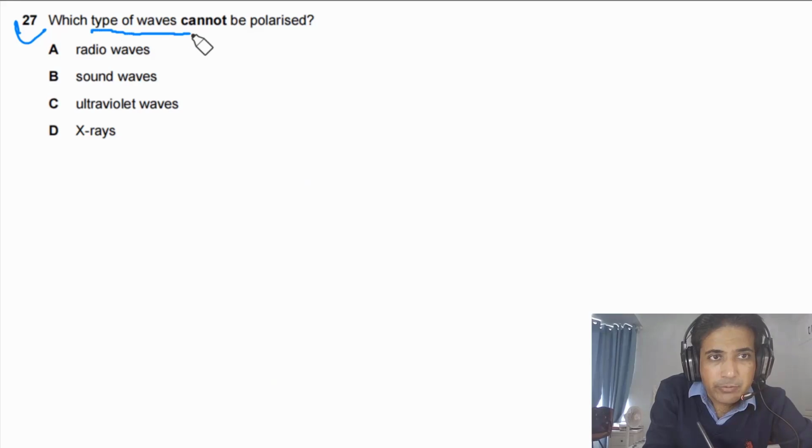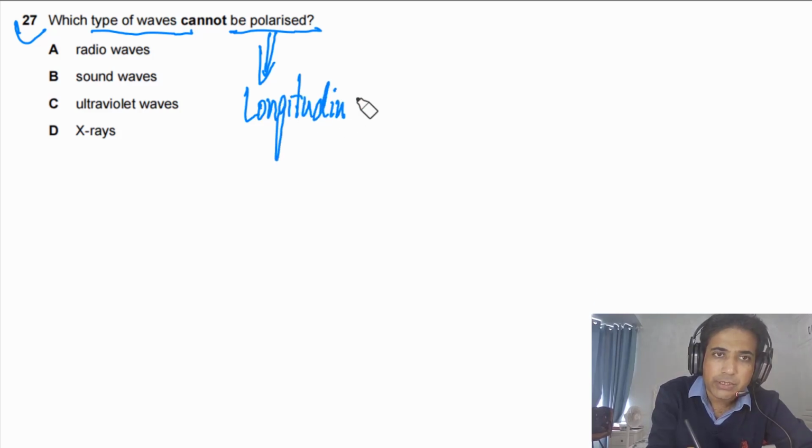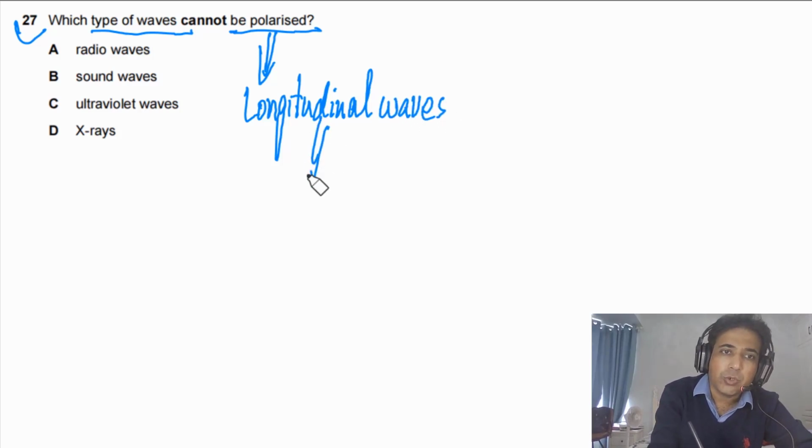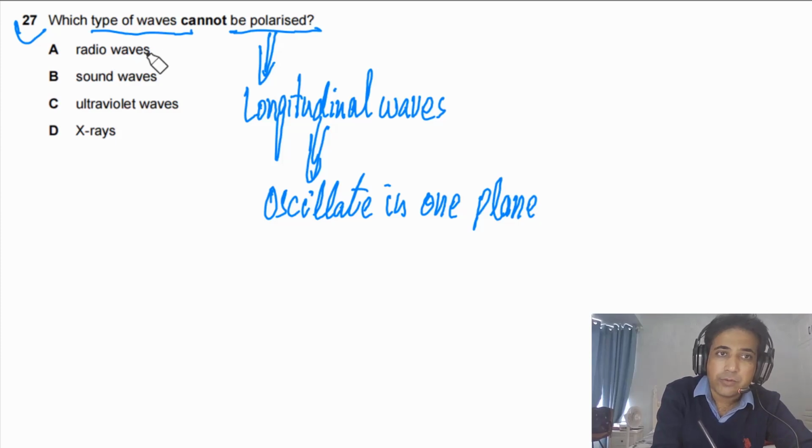Question 27 says, which type of waves cannot be polarized? So the first thing we need to understand, longitudinal waves cannot be polarized. We can say longitudinal waves cannot be polarized because they oscillate in one plane. Now if you look at the given options, radio waves are transverse waves, they can be polarized, so this is not answer. Sound waves are longitudinal waves, so they cannot be polarized, so the answer is B. Ultraviolet waves are transverse waves, they can be polarized, so this is not answer.